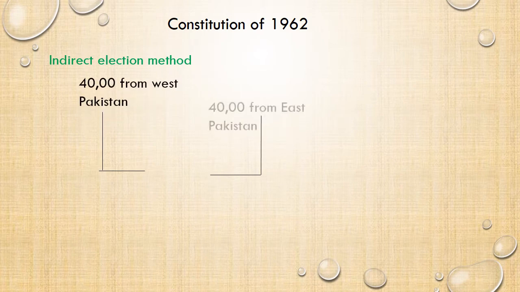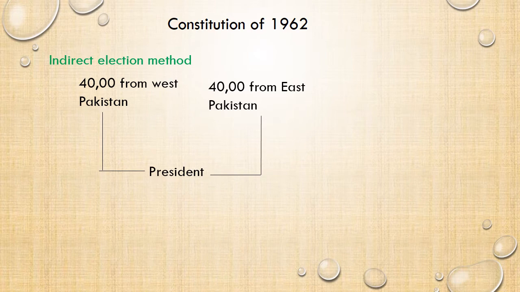an indirect election method was introduced for nominating the president. If the people meet the criteria set for nominating the president, then they will cast their vote, otherwise no. There were 40,000 people from West Pakistan and 40,000 people from East Pakistan, that is a parity between these two, West Pakistan and East Pakistan, and then they would nominate the president.